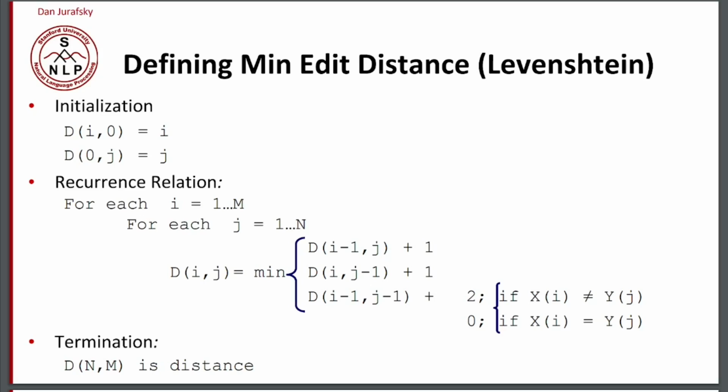If the characters are not the same, that substitution costs me 2, because we're using Levenshtein's definition. If those characters are the same character, if x(i) is equal to y(j), then that substitution costs me nothing. So the distance d(i,j) is just the smallest that I can get from these possible values: an insertion, or one deletion, or one substitution, which might cost me 2 or might cost me 0.